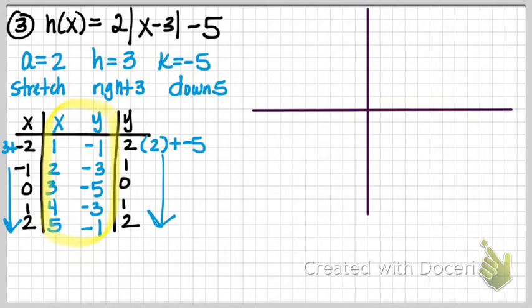So when we graph it out, we have 1, -1, 2, down 3. Absolute values are easy to graph because it's just the slope. That A value is really your slope. So I know I'm going up to the right one. That should be what your graph looks like. It's a little skinnier than the parent, which is why we say it's stretched. It moved to the right 3, and it moved down 5.